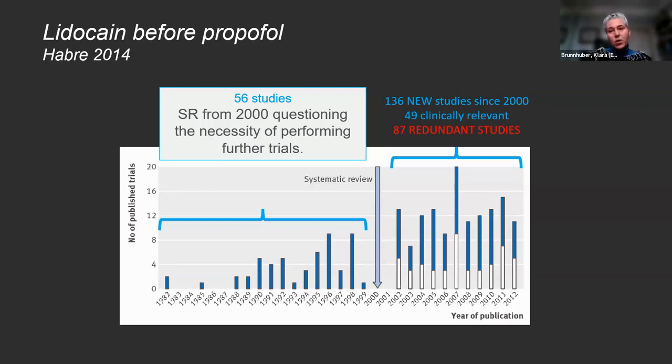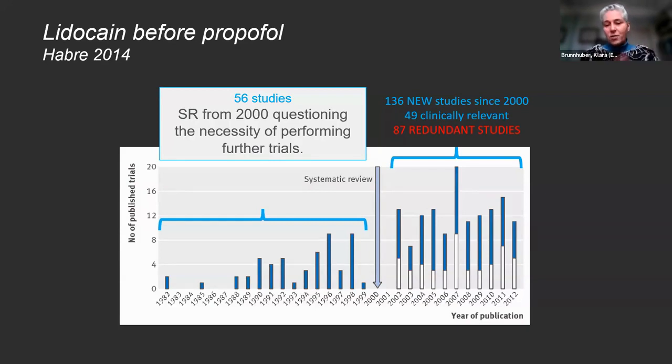Another example here by Haber and colleagues about the use of lidocaine before propofol. Again, the same picture. You can see the systematic review being done in 2000. Before that, 56 studies were summarized in the systematic review, showing that no further trials are really needed in order to address this particular question. And then after that, however, another 136 new studies were conducted since 2000. Of those, 49 were still relevant.